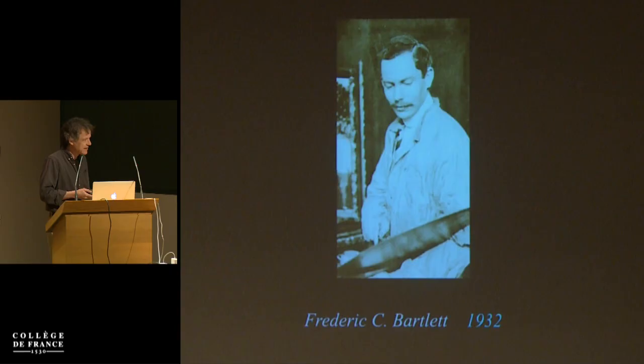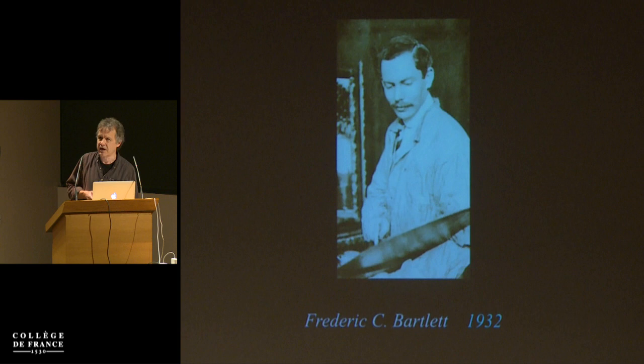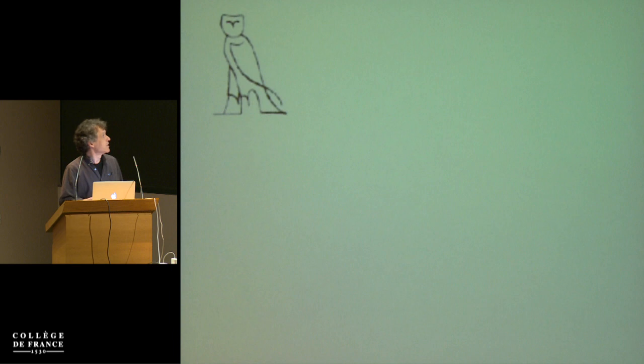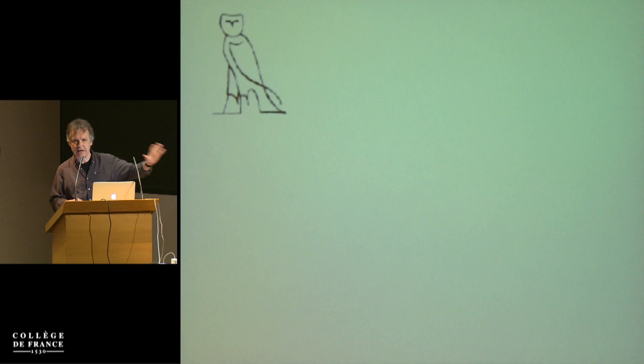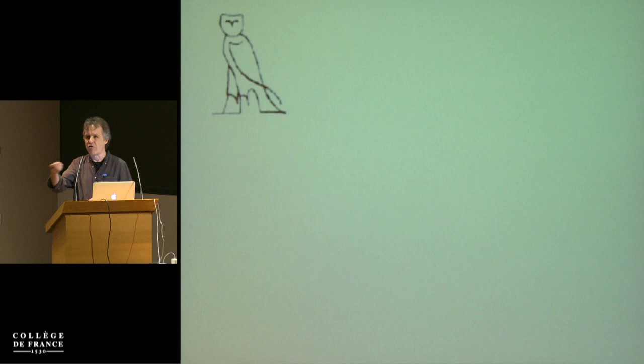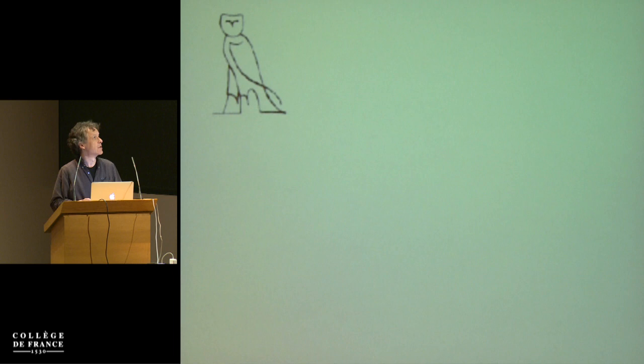So in 1932, there's this English psychologist, Bartlett, who performed the following experiment. He drew an owl like this, and then he gave it to one of his students, and he said, just look at it for 2 minutes. The student did, and then he just yanked the owl out, hid the drawing from the student, and said, I want you to redraw it from memory. And you can take as much time as you want.